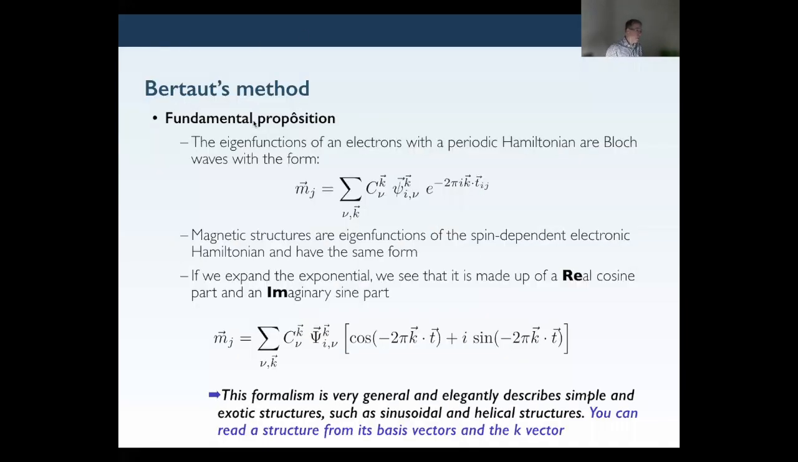Bertaut's fundamental proposition was that the eigenfunctions of electrons in the periodic Hamiltonian are Bloch waves, as we've been using in the earlier presentation. Magnetic structures are eigenfunctions of the spin-dependent electronic Hamiltonian and so have the same form. If we expand the exponential, we see it's made up of the real cosine and the imaginary sine part, as we saw earlier, and this formalism is very general. It can elegantly describe a wide variety of magnetic structures. And we have to remember that back in the 1960s, there was still a lot of discussion on what types of magnetic structure could exist. So that was also one of the goals of his work.